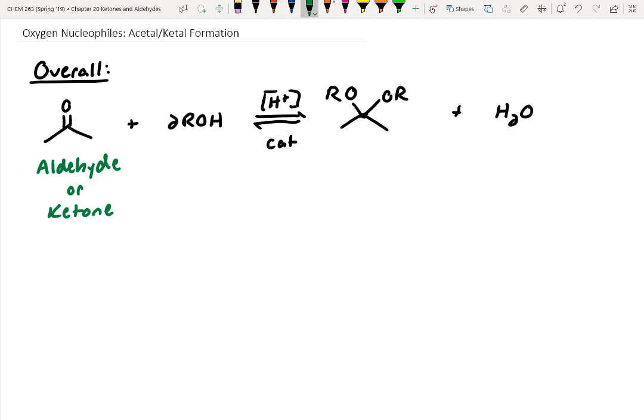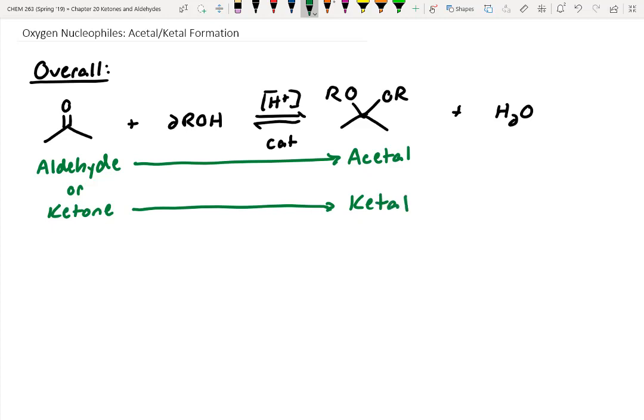And if you react this with an aldehyde, the final product that you're going to make, meaning the thing with both oxygens attached, is referred to as an acetal. That's the product of aldehydes having alcohols added in. And then for ketones, if alcohols add in, these are called ketals. So it does depend on the situation. Does that make sense?